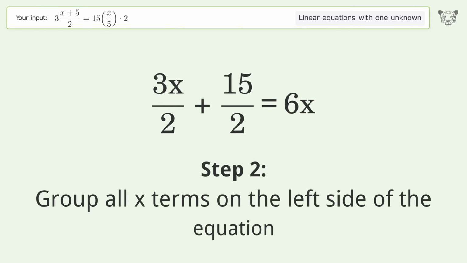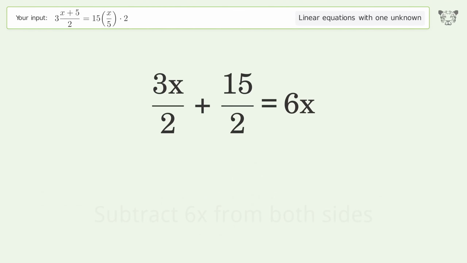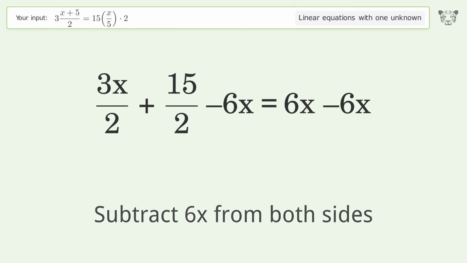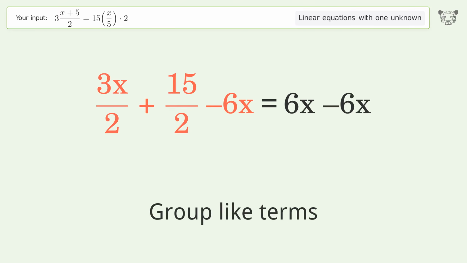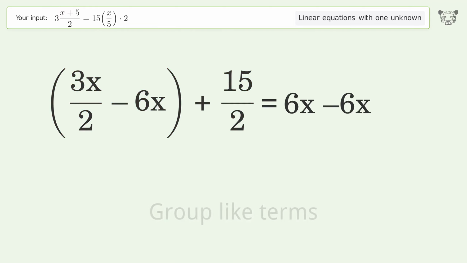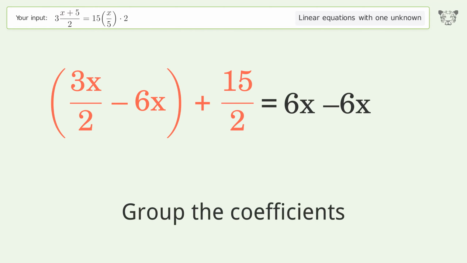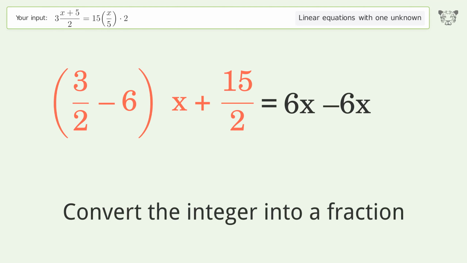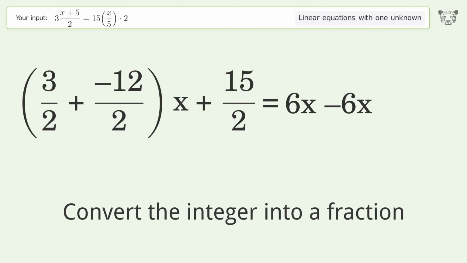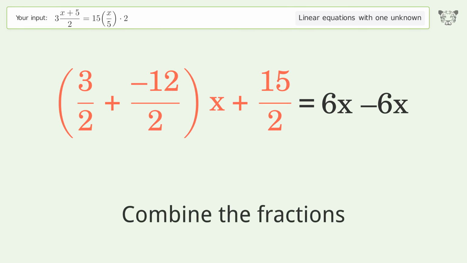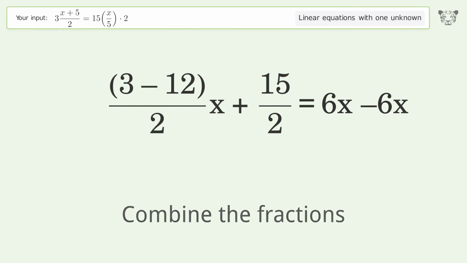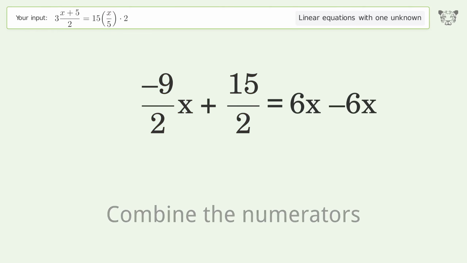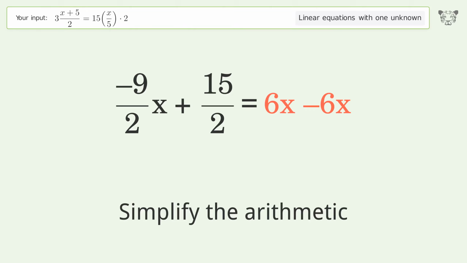Group all x terms on the left side of the equation. Subtract 6x from both sides. Group like terms. Group the coefficients. Convert the integer into a fraction. Combine the fractions. Combine the numerators. Simplify the arithmetic.